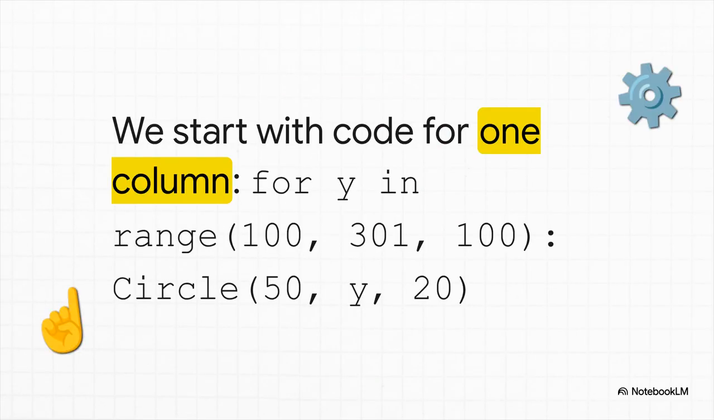Okay, let's start on familiar ground. Check out this code. It's just a simple for loop, nothing fancy. The i variable is just cycling through the numbers 100, 200, and 300. For each of those numbers, it draws a circle at a fixed x position of 50. The result? A single vertical column of 3 circles.